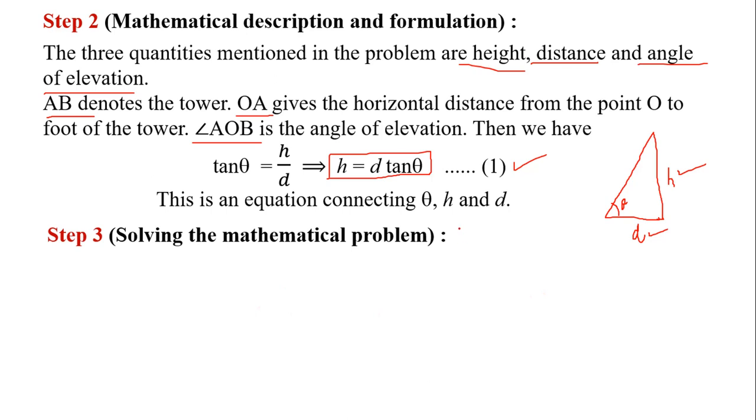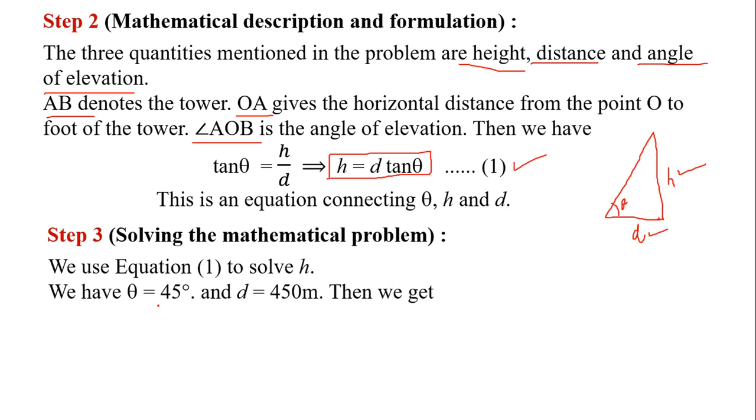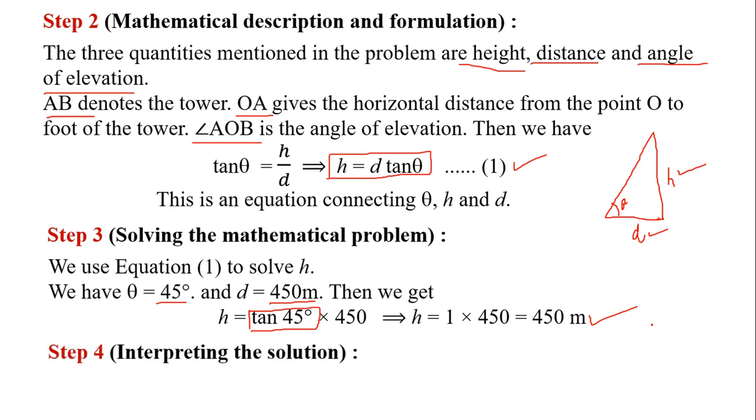So the next step is solving the mathematical problem. We use this equation to find the height of the tower. We'll substitute theta equal to 45 degree and D equal to 450 meter. H is equal to tan 45 degree into 450. Tan 45 value we know, that is equal to 1. So we'll substitute 1 into 450, that is 450 meter. So the last step is interpreting the solution.